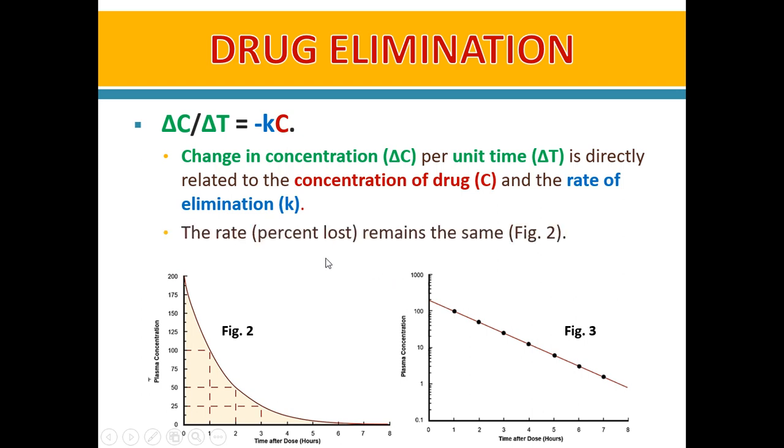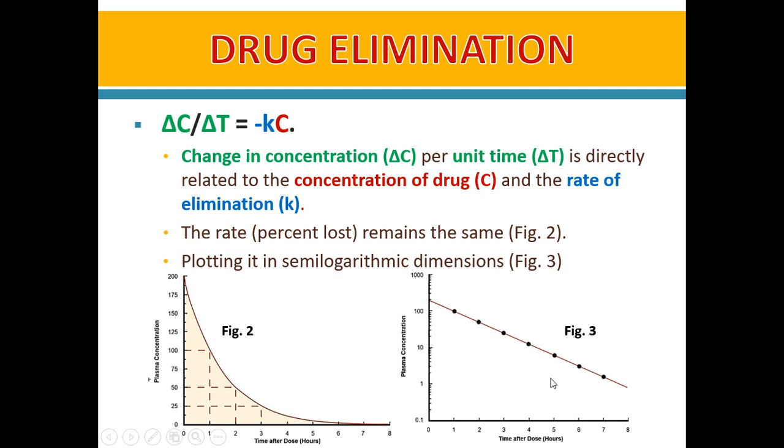So don't forget that this figure 2 represents the rate or percent loss remains the same. Though, if you are to present this using a semi-logarithmic plot in figure 3, you can see indeed that with high drug concentrations, there's a large decrease, but with low drug concentrations, there is a smaller decrease. But again, don't forget that the rate percent lost remains the same, though it's logarithmic.